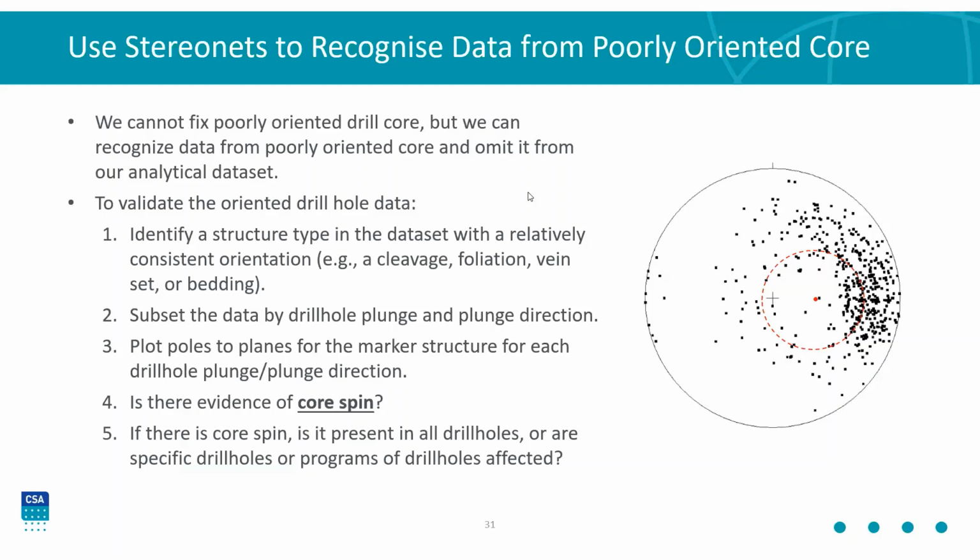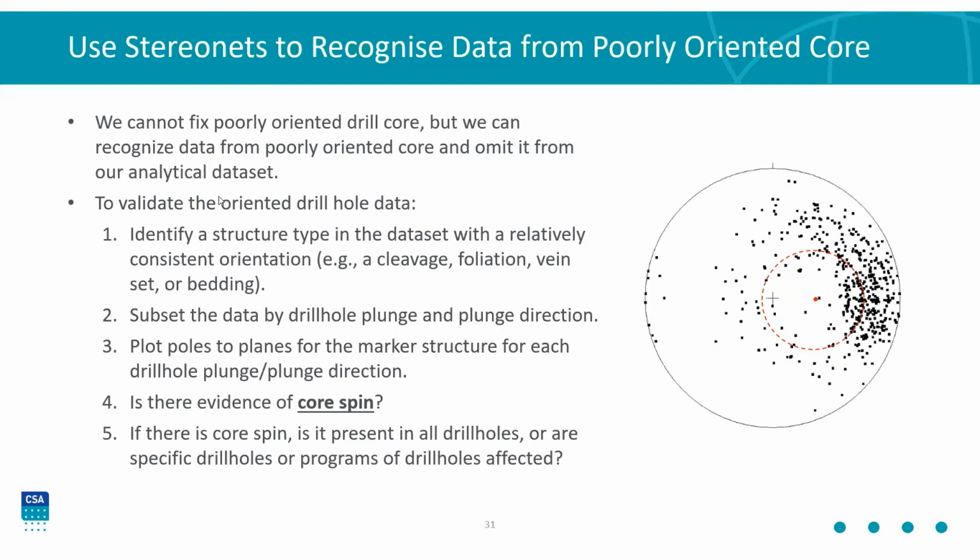And then once you've collected your structural data, it is possible. I said at the beginning that once you've done your orientation and your core markup, it's really almost impossible to go back and fix errors there. But what you can do is recognize errors and filter it from your data set. And the way we do this is by looking for core spin.